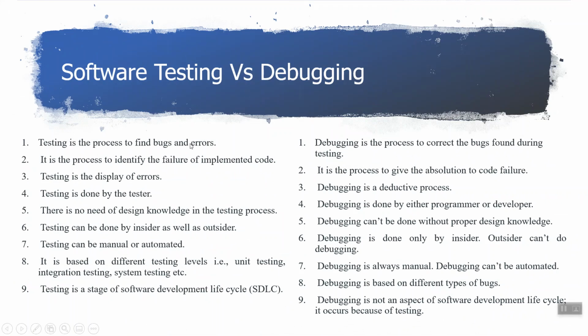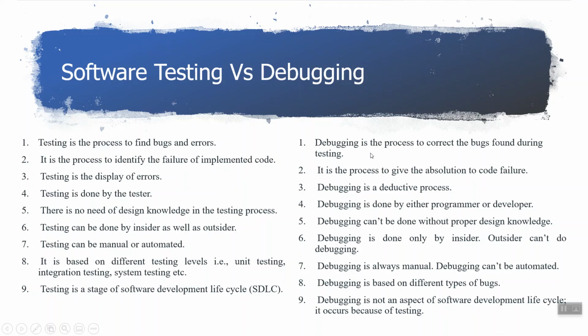So here I have given nine differences between software testing and debugging. We will see one by one. In this left panel, I have given the info about testing and here about debugging. So we will see one by one. First one is testing is the process to find bugs and errors. As I said, what software testing does? It is a process to find bugs and errors.